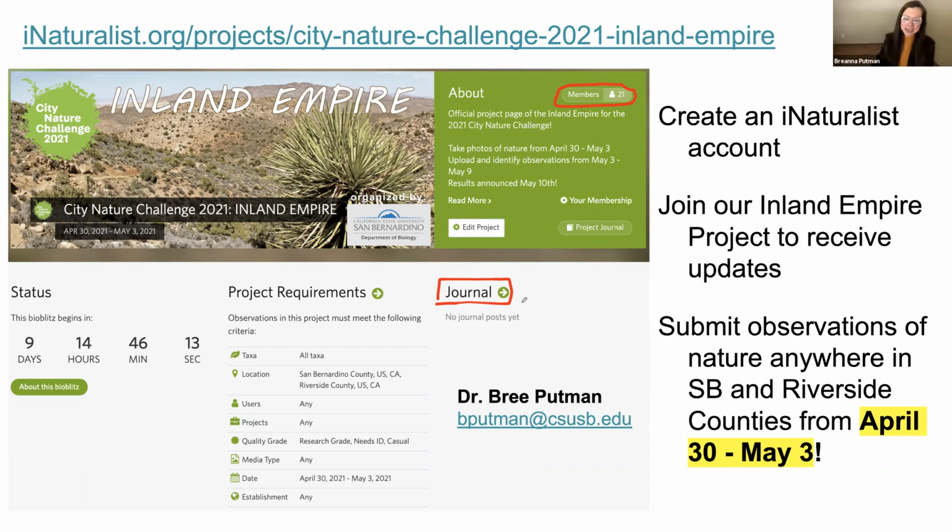It's really fun. My students always say it's like Pokemon Go because you're searching for different things and you want to find the rare thing. You want to have the unique observations.